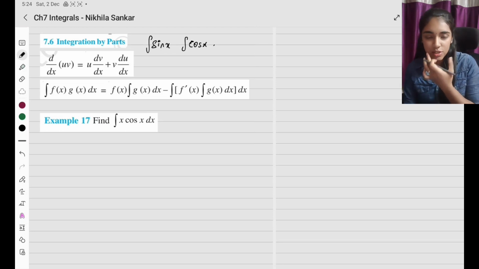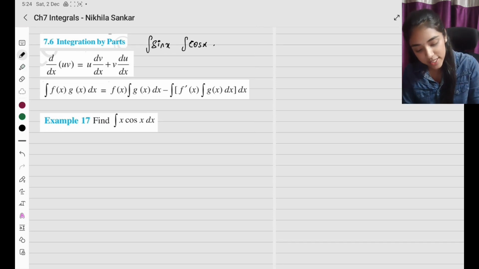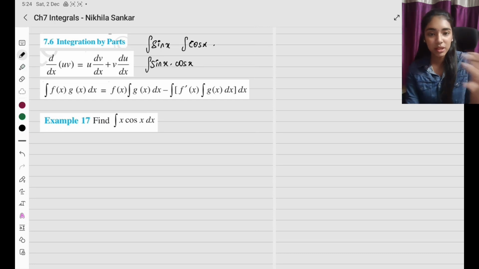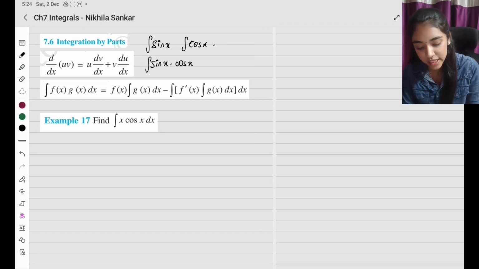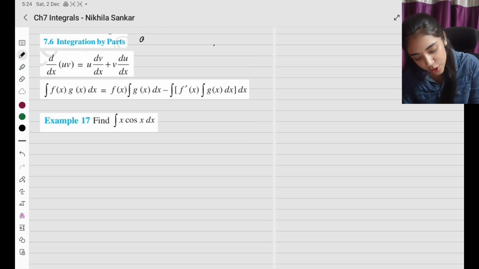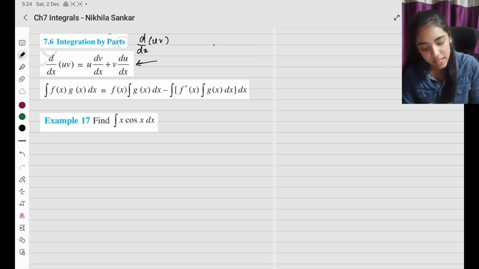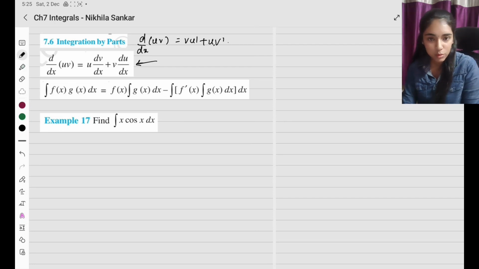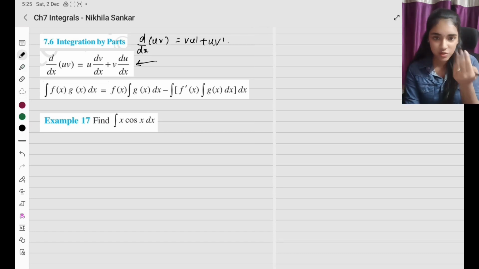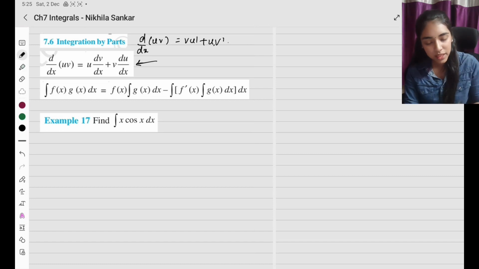Now we are going to start solving questions where you have two different functions, f of x times g of x. For example sin x times cos x. So if you have two different functions like this, you are going to use integration by parts. You have done a similar thing in differentiation also. Do you remember? So you have d by dx of uv. So the formula is right here. It is vu dash plus uv dash. We have done this formula, derivative of the first times the second plus derivative of the second times the first function. So basically the same thing applies for the integration also.